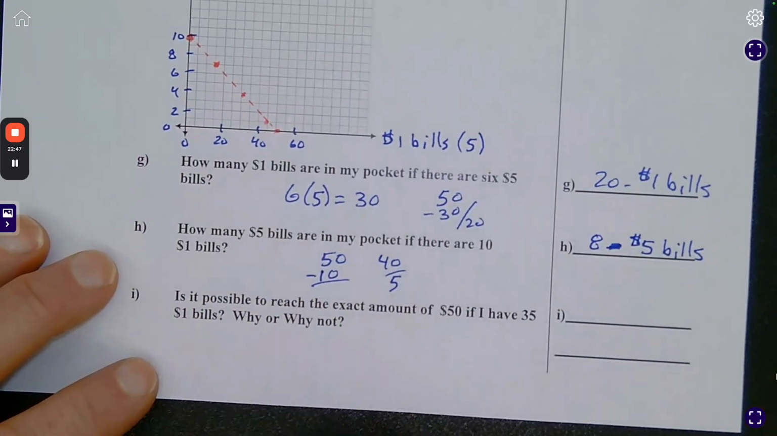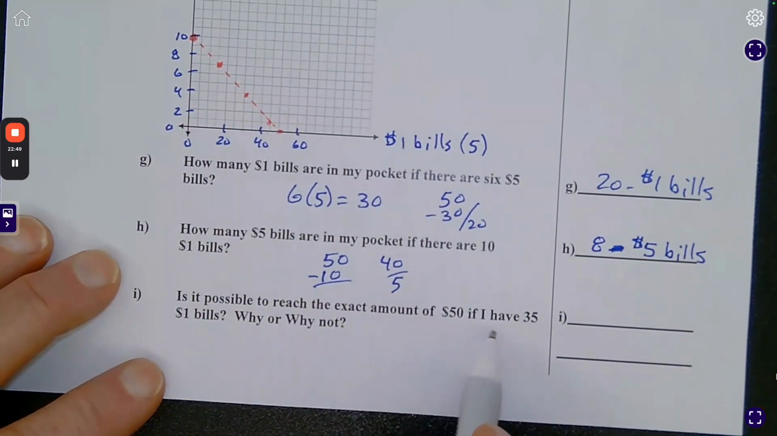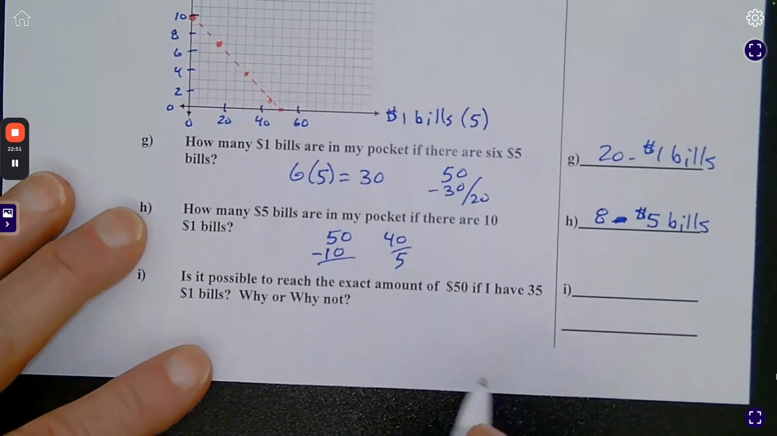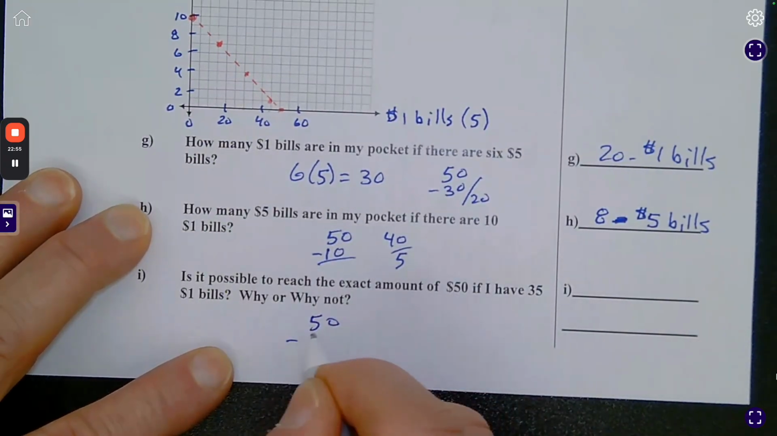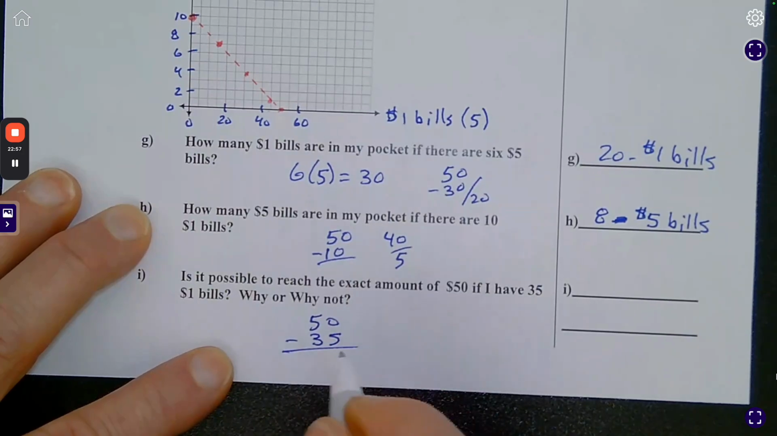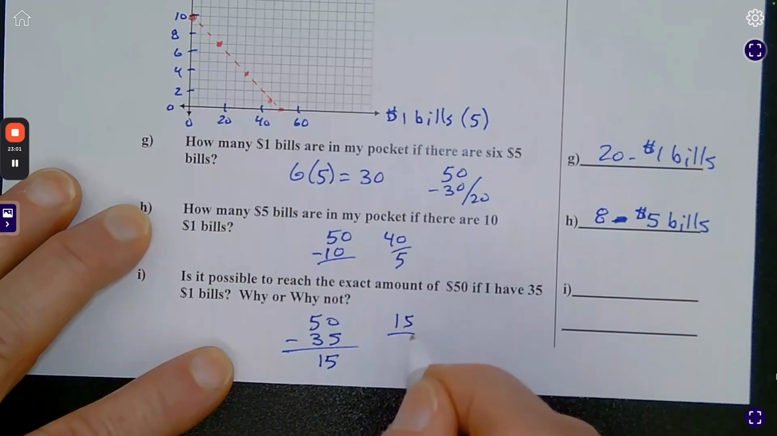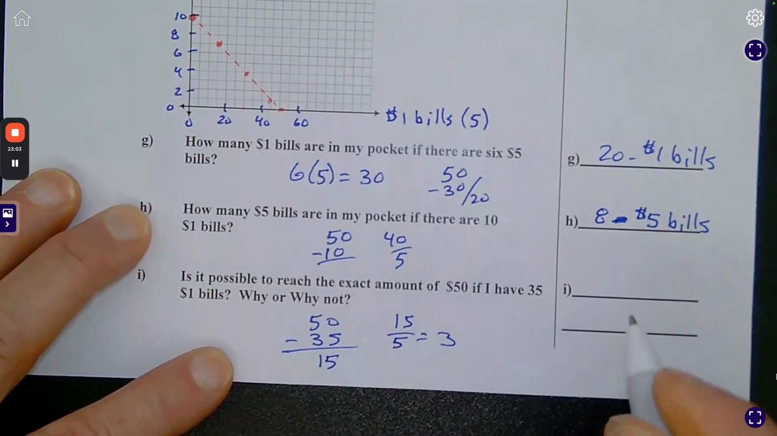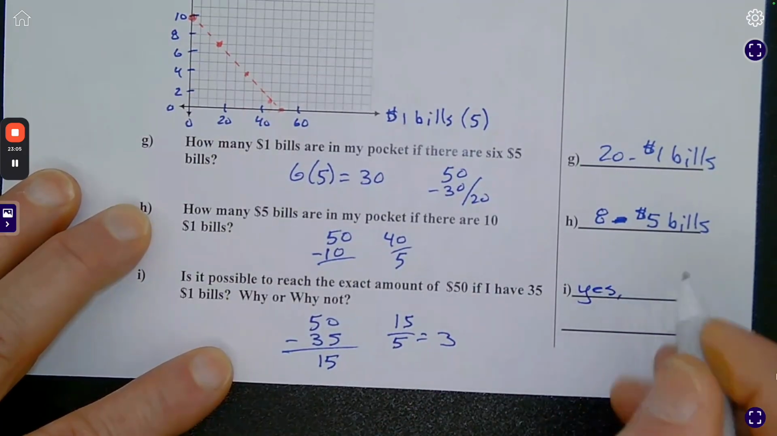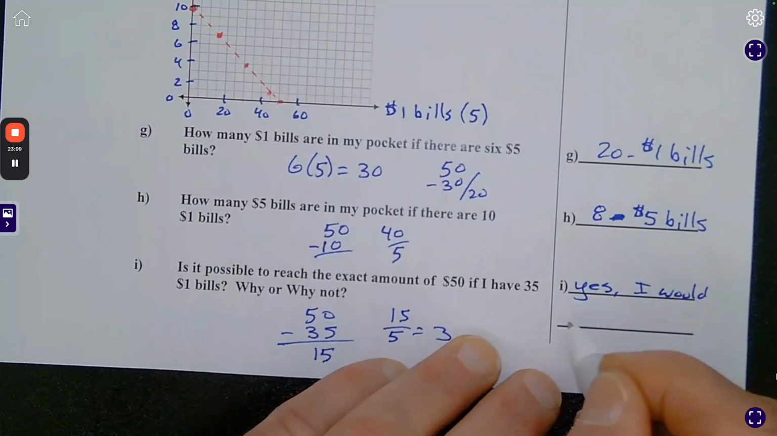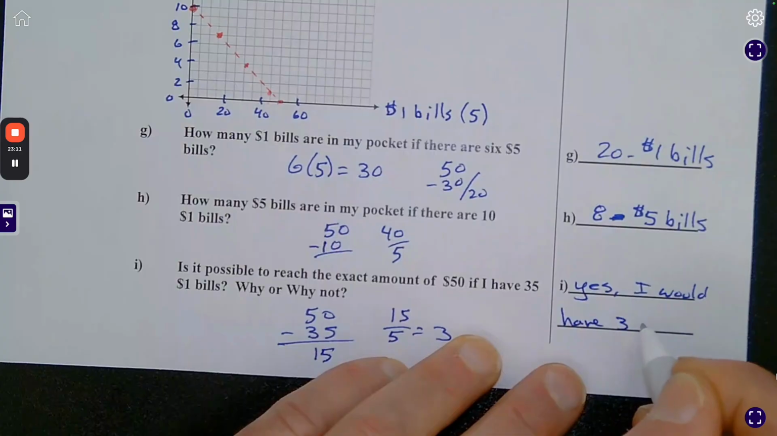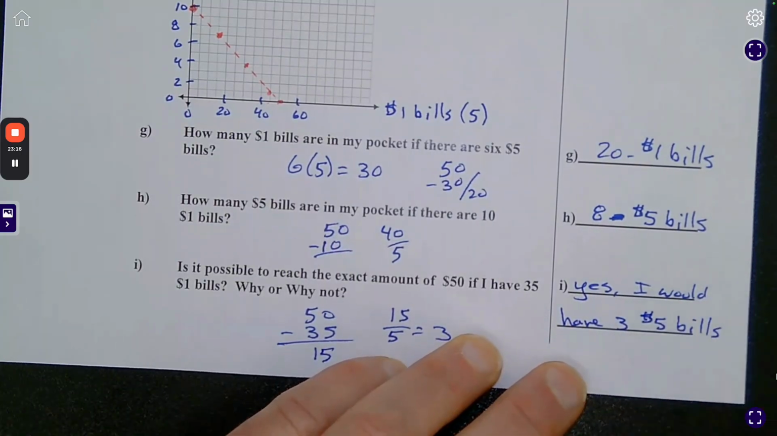Is it possible to reach the exact amount of $50 if I have 35 $1 bills? Well, let's find out. 35 $1 bills is $35. So if I subtract 35 from 50, that means I need to have $15 worth of 5s. Does 5 go into 15 evenly? Yes. I would have 3 $5 bills.